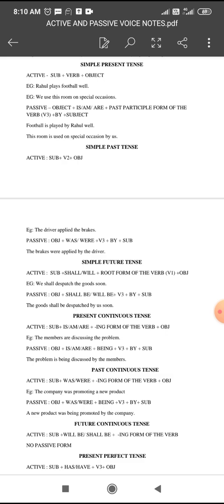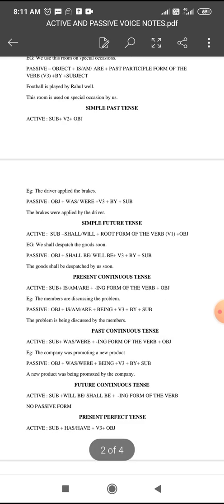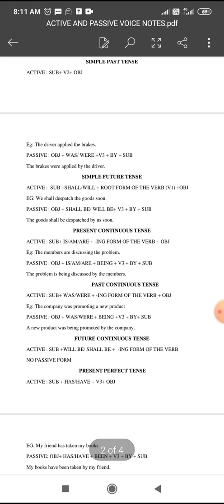Then the simple past tense we shall move on to. The active form is subject comes first, then the V2 form plus object. For example, you can see, the driver applied the brakes. So in the passive construction, the object comes first, then since it is past, we have to go with was or were plus V3 plus by plus subject. So the answer will be the brakes were applied by the driver.